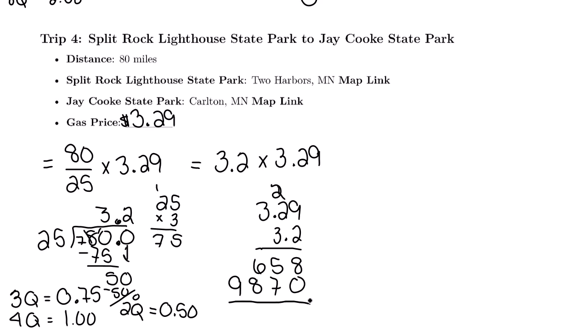All right, now we're going to add straight down. 8 plus 0 is 8. 7, 8, 9, 10, 11, 12. 8, 9, 10, 11, 12, 13, 14, 15. And 9 plus 1 is 10.